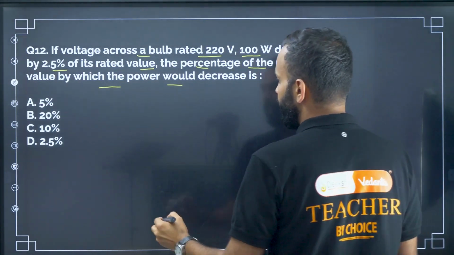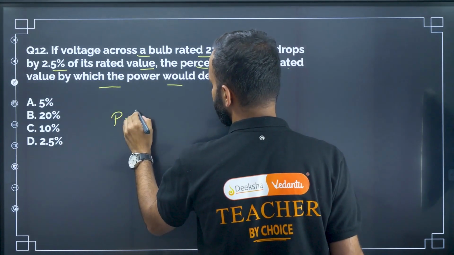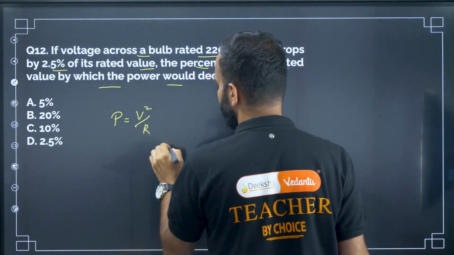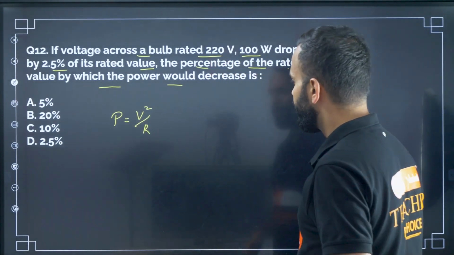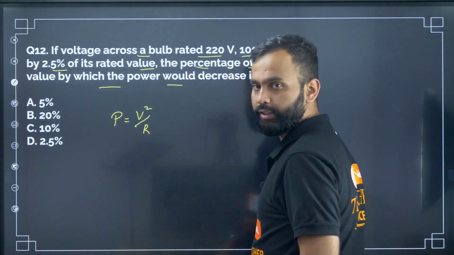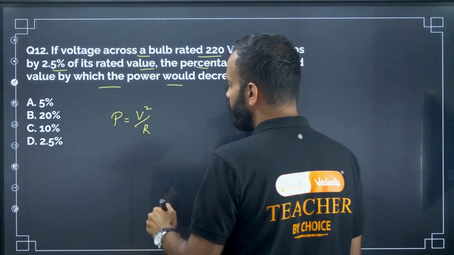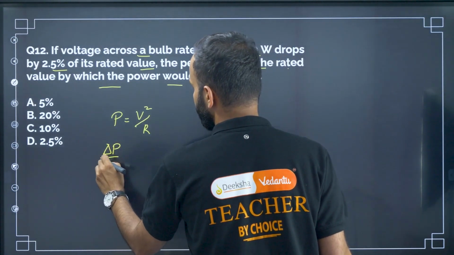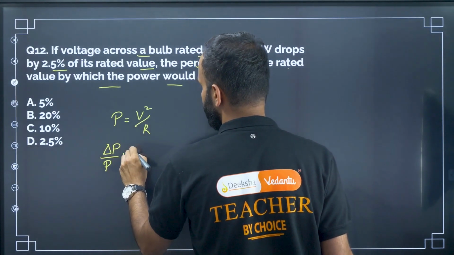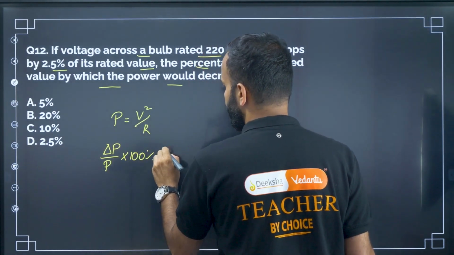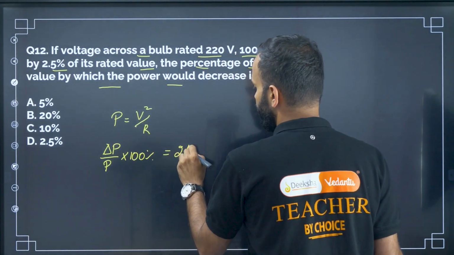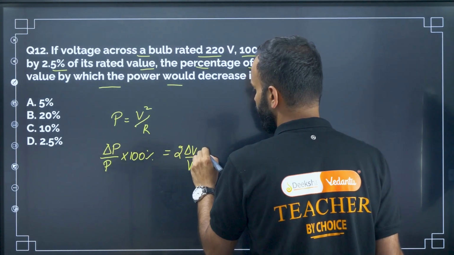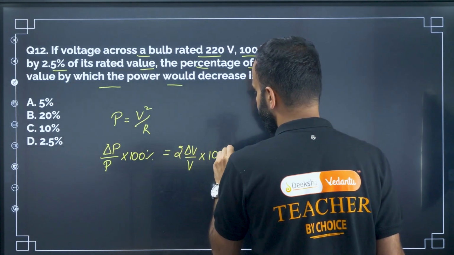Okay, so we know that power P is equal to V square divided by R. Does R change? No, right? So what is the percentage change in power? Percentage change in power is equal to delta P divided by P into 100%, which is equal to 2 delta V divided by V into 100%, isn't it?